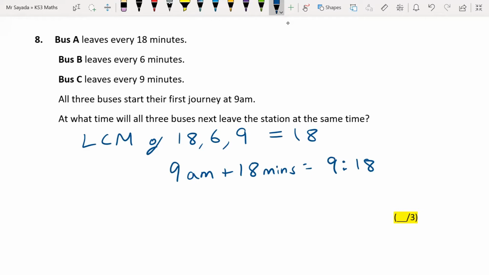So if you wanted the next few times, it would be 9:18. What's 18 minutes after 9:18? Say your answer to the video. Hopefully you've said that the next time would be 9:36. What would be the next time after that they'd meet again? Work it out and say your answer to the video.